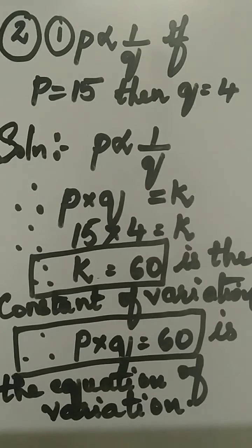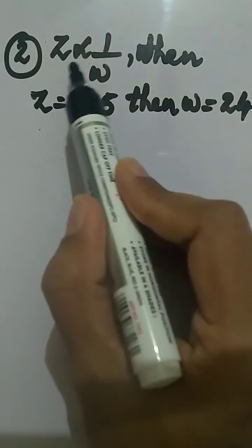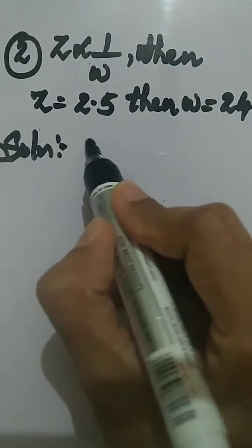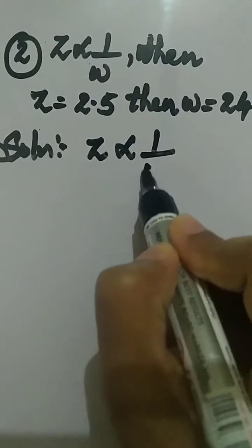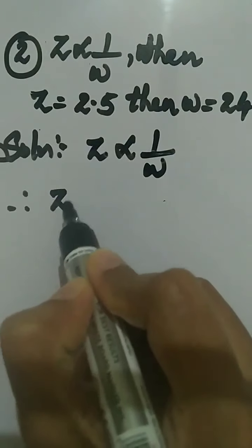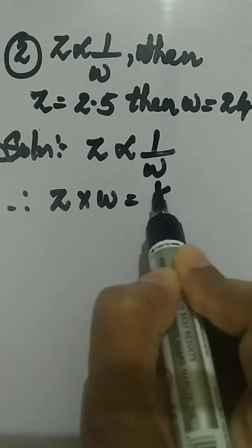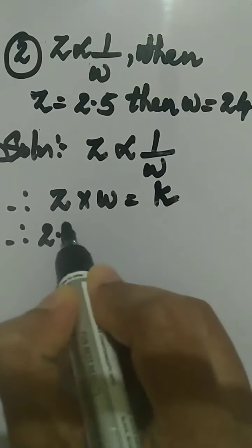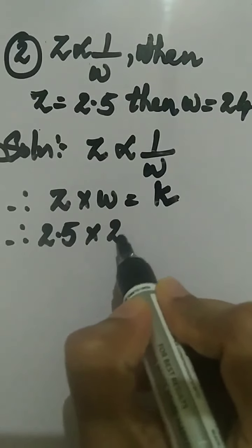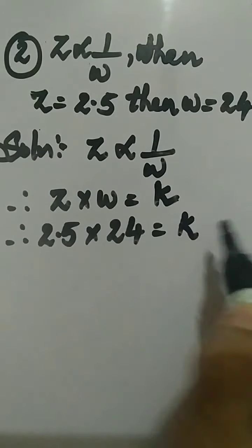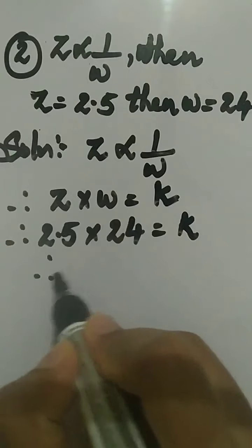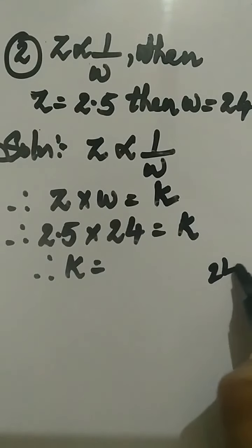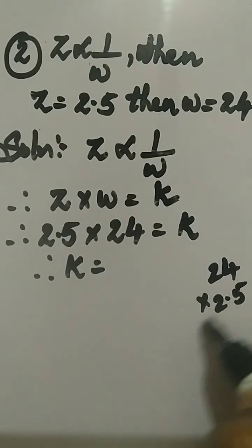Okay. Now the next question. Z varies inversely to W. Okay. Solution. I hope you have solved this way. Z varies inversely to W. Therefore, Z into W is equal to K, the constant. Z is given as 2.5 multiplied by W is 24 is equal to K. Okay. So, therefore, K is equal to 24 into 2.5. 24 multiplied by 2.5 in your working column.